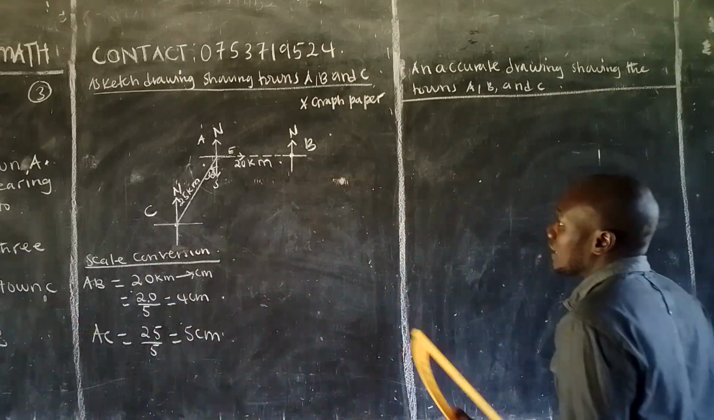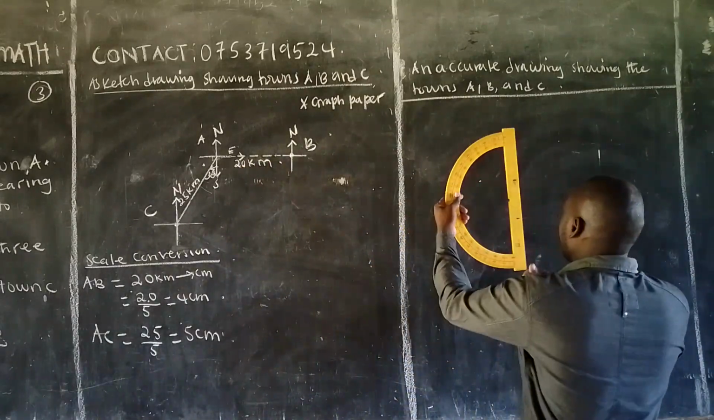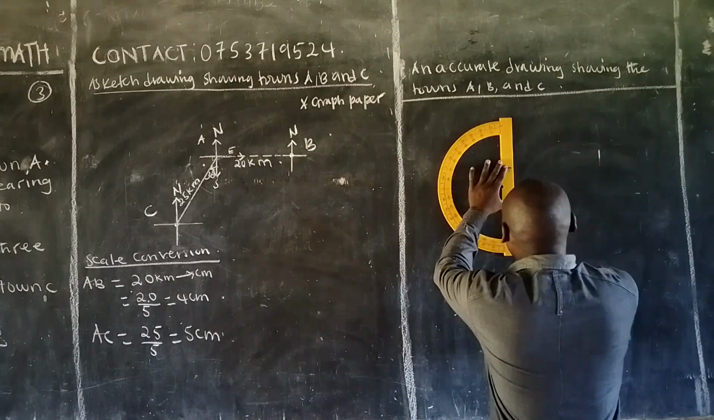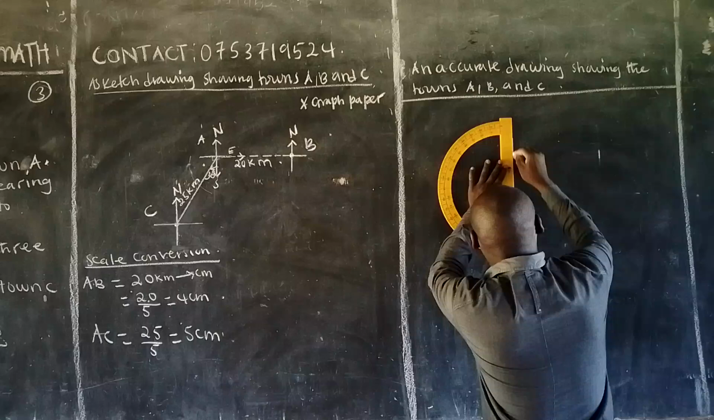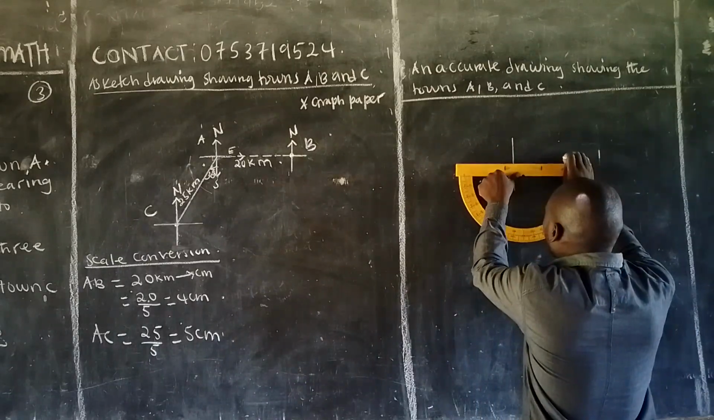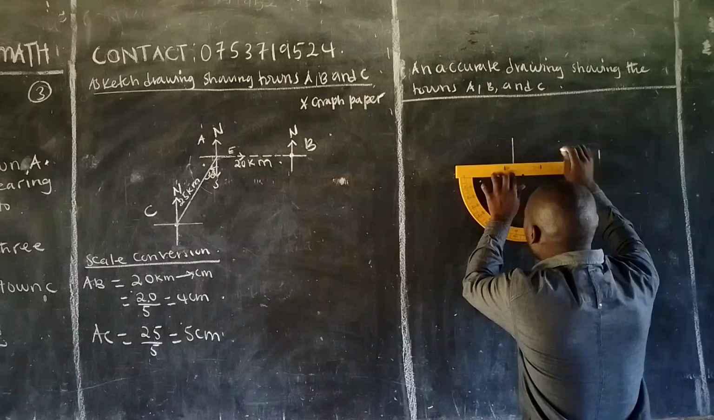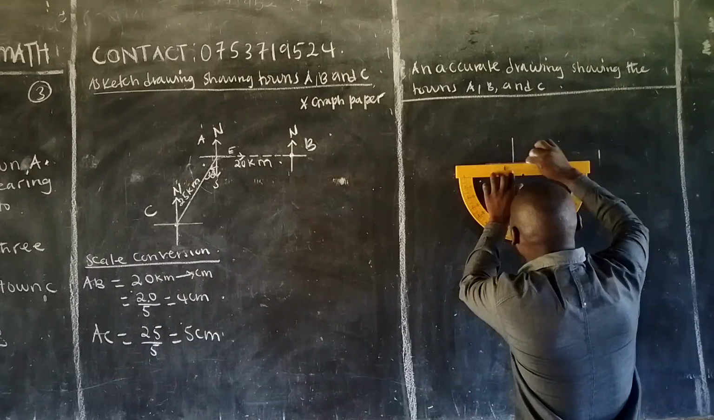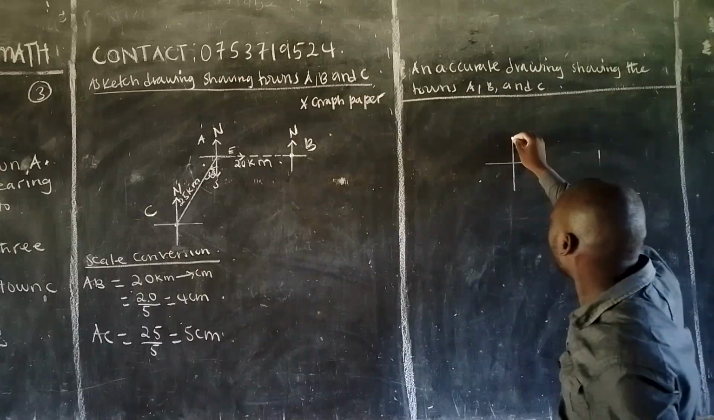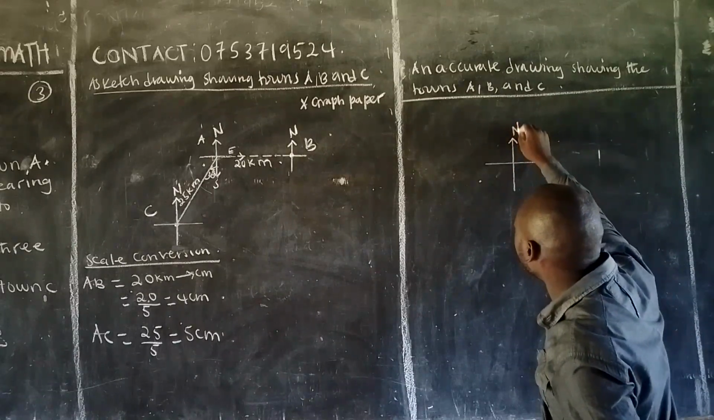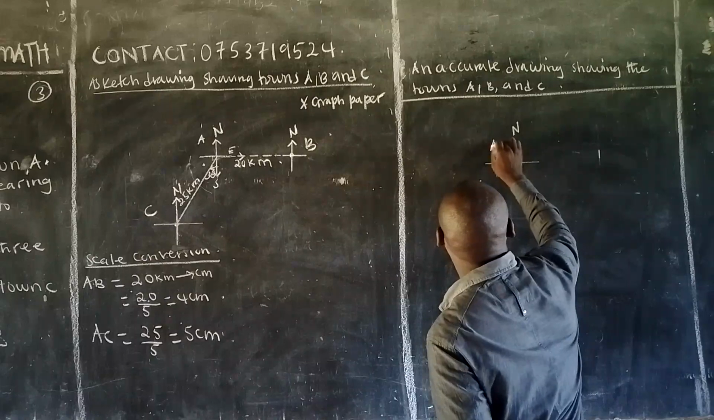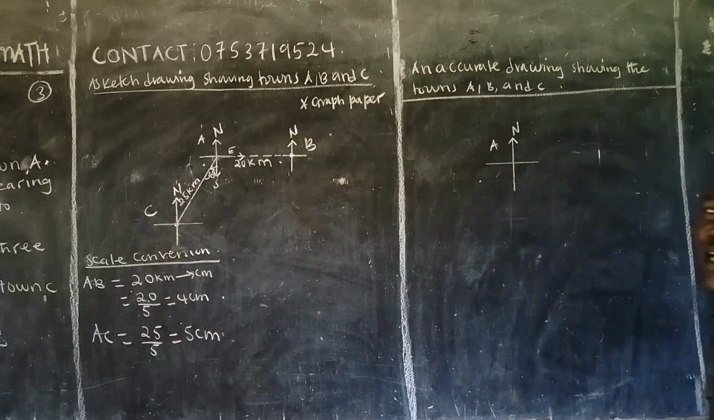Now good. So we start. I want to start with the point A. I'll come and put here point A. Personally, I'm using this, but for you, please use a long ruler like that. All right, like that, please. Okay, now here is north. Now, this is my town A. Okay, very good.